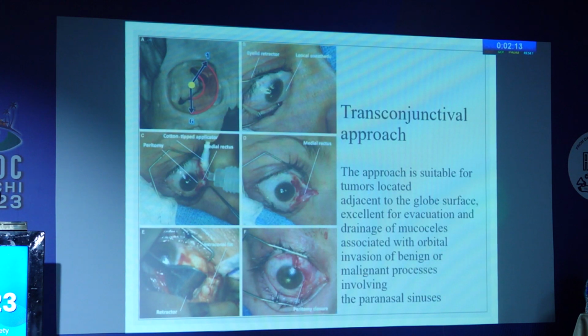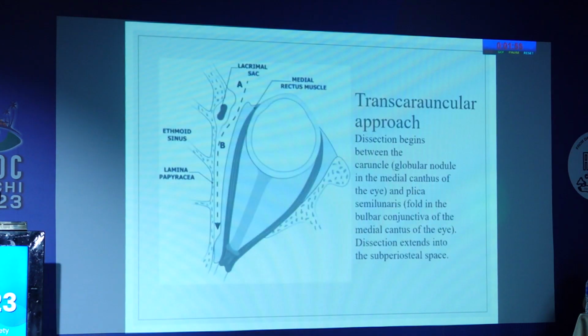In the transconjunctival approach, we approach the orbit via 1 to 6 o'clock, and this is suitable for tumors located adjacent to the globe surface and excellent for evacuation and drainage of mucoceles. In the transcaruncular approach, dissection begins between the caruncle and plica semilunaris.